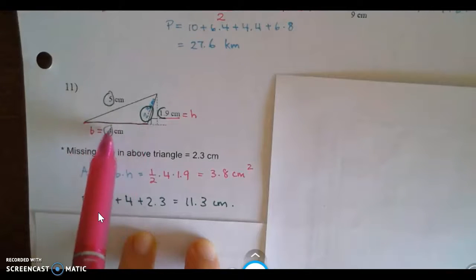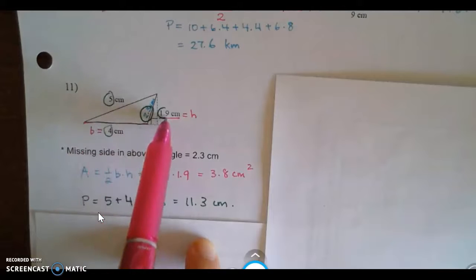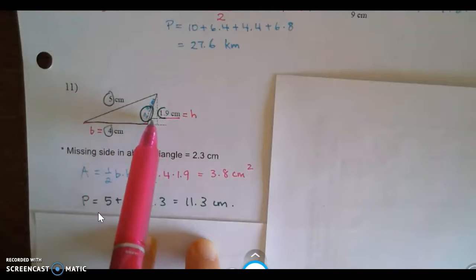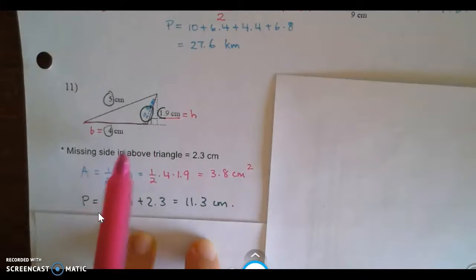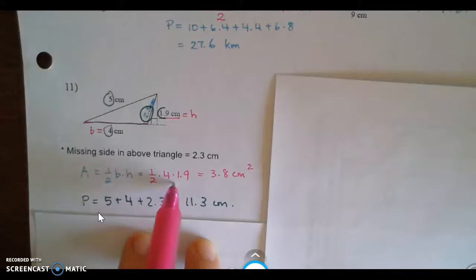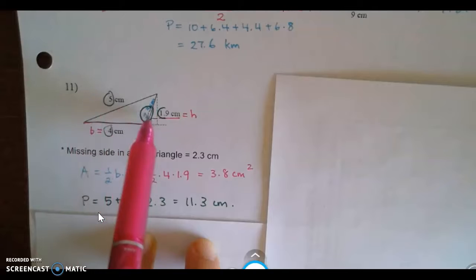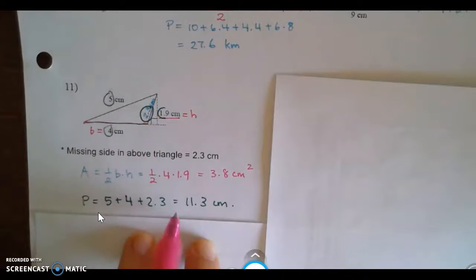Base is this, 4 centimeters, and height is 1.7. Again, this side and the height make a 90 degrees angle perpendicular. So that's going to be 4 times 1.9, which is 3.8. Perimeter is just the outside length of this triangle. That's 5 plus 2.3 plus 4. That's going to be 11.3 centimeters.